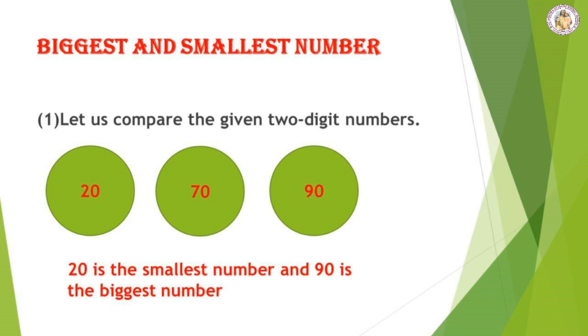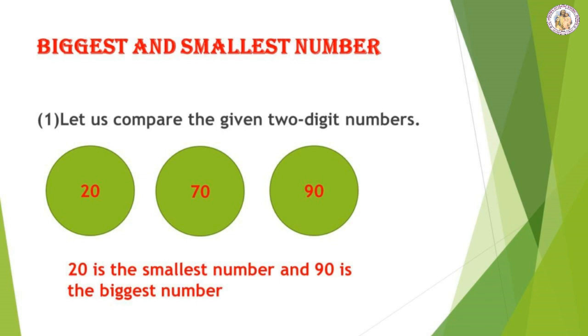So far we have learned about the bigger, smaller and equal numbers. Now you are going to learn about the biggest and smallest number. What is the difference between bigger and biggest? Yes, bigger means we will compare the two numbers and we will find the bigger number. Here we are going to find the biggest among the numbers. That is, here they have given three numbers. Among the three, we want to find which one is the biggest number and also the smallest number.